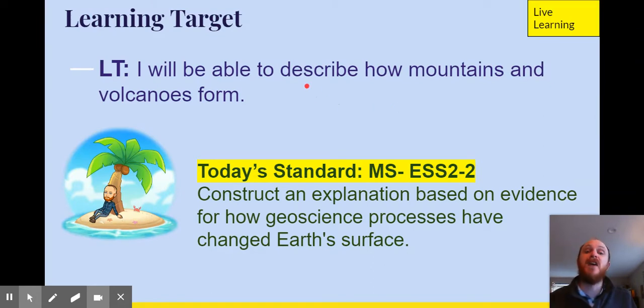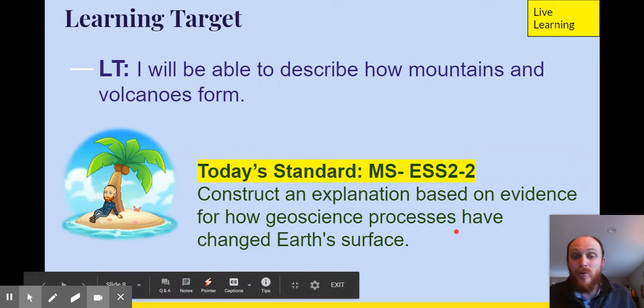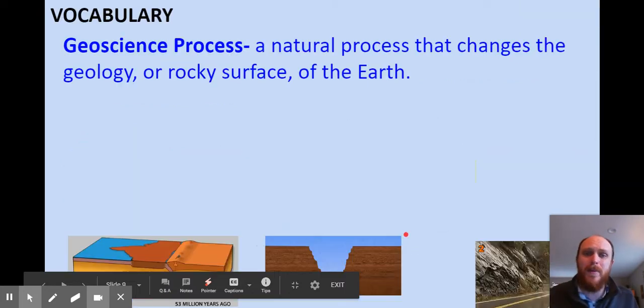Today, we're going to be talking about mountains and volcanoes and how they form. I want everybody leaving class today to be like, that mountain over there, I know how that thing came about. Those volcanoes, let me tell you how those are made. That's our goal today because we're trying to be able to explain how geoscience processes, and I'll talk about that word in a second, how they change our surface. Why do we have mountains and volcanoes is the topic for today.